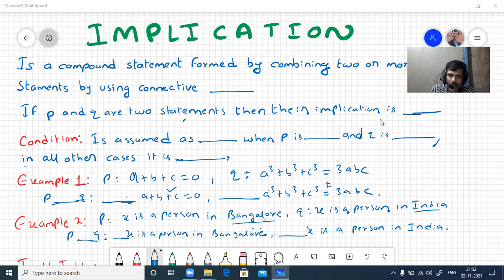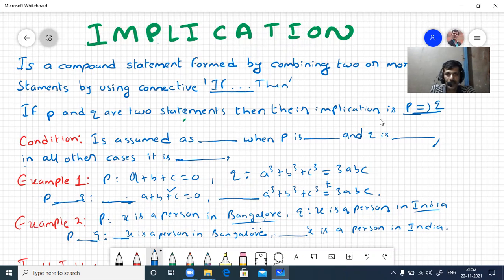Today we'll discuss implication. It is a compound statement formed by combining two or more simple statements by using the connectives "if" and "then": if, then. It is denoted with the imply symbol. Suppose P and Q are two statements. Then the implication we can write as P implies Q.